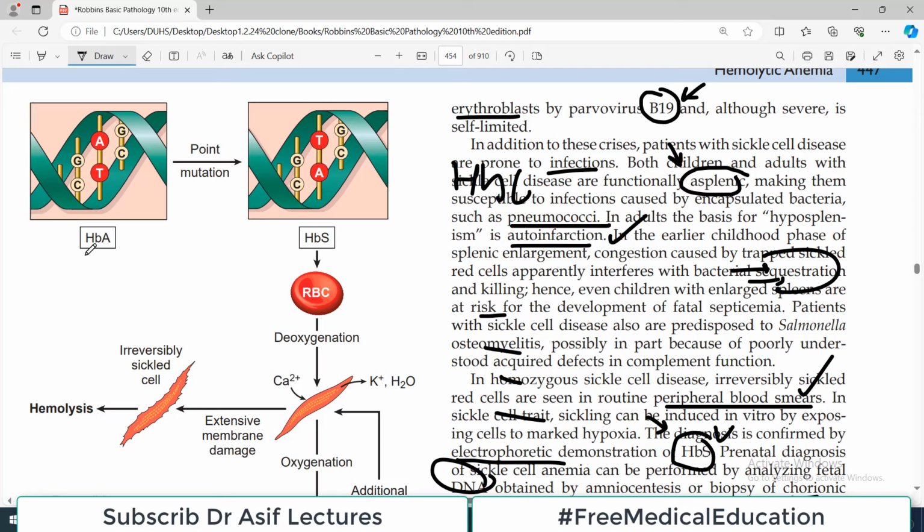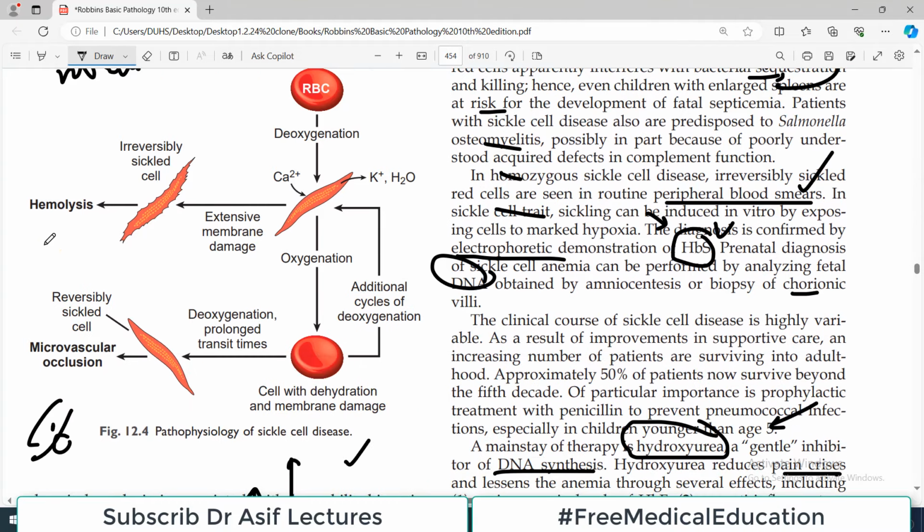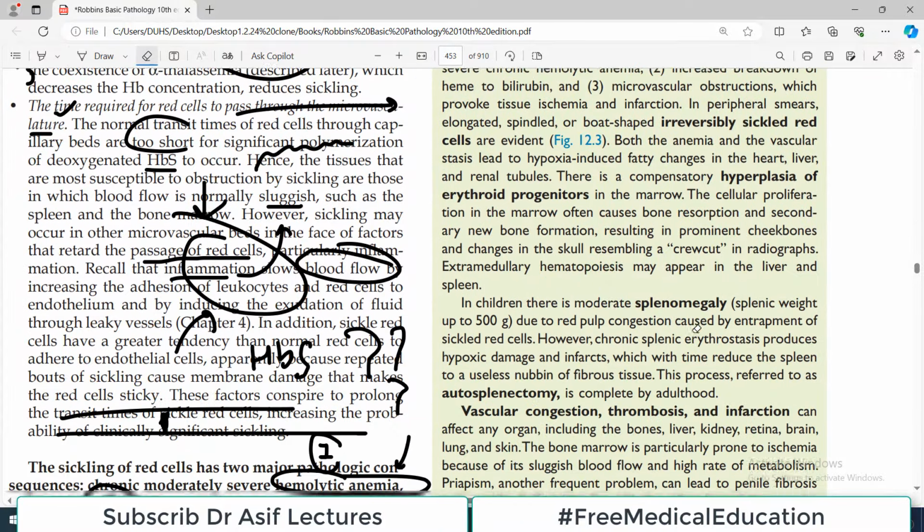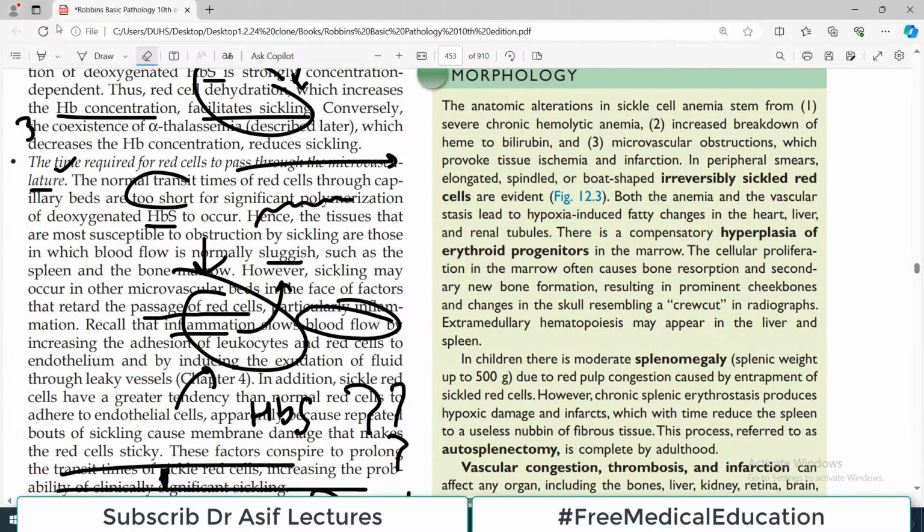So that's a good diagram showing you that there is hemoglobin A, which is normal, and if there is a point mutation, only a point mutation can lead to production of hemoglobin S. Once you've got hemoglobin S in there, then there is deoxygenation and all those issues of hemolysis and microvascular occlusion may occur. So this is one hallmark of the disease, and this is the other, and we have discussed this in detail. Let's spend the last few seconds on the morphology box, how it looks morphologically.